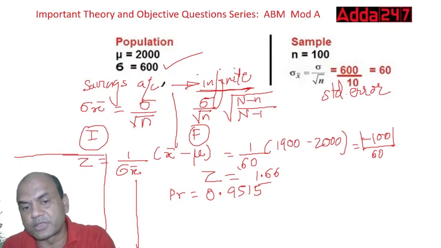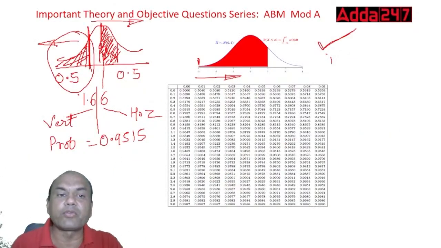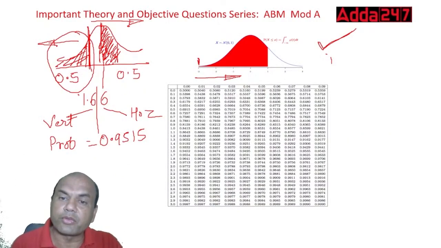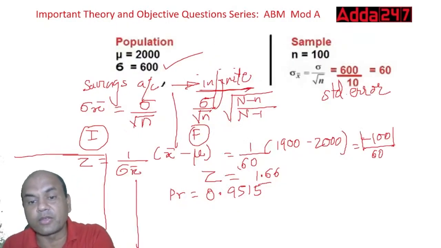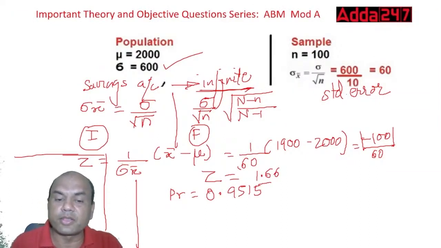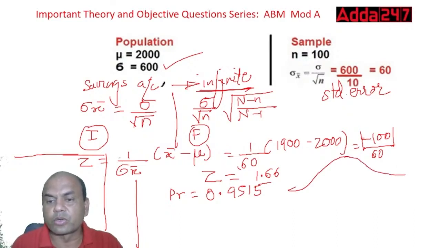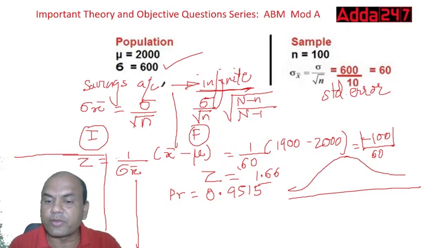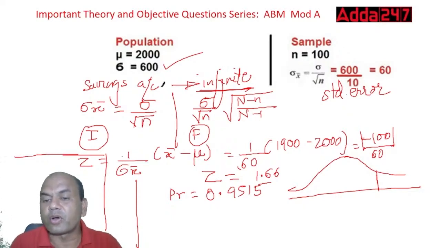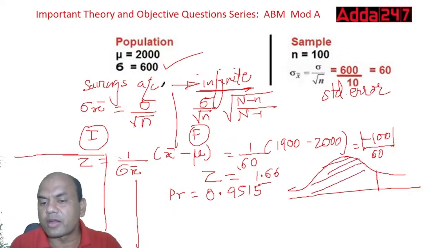If they had asked you for the area above 1900, what would you have done? Okay, let me show you that also. See here, this total area is 1. Out of this, 0.9515 is below 1900 over here, because 95% of the area is covered. So this whole area is below 1900.